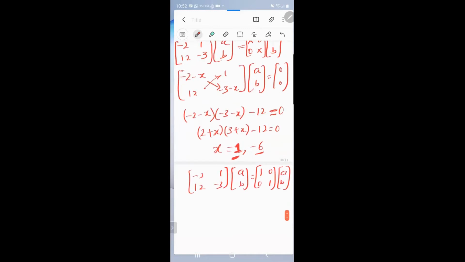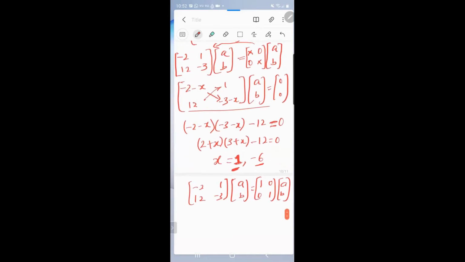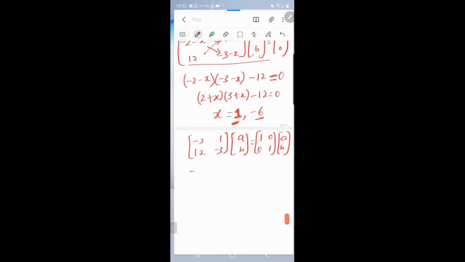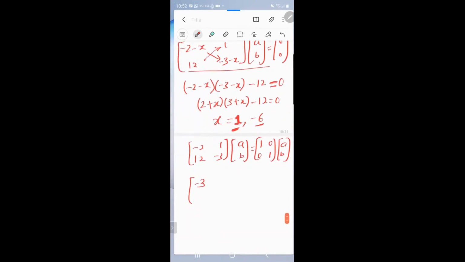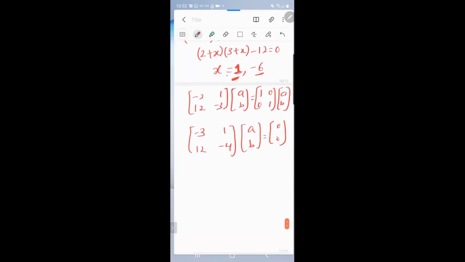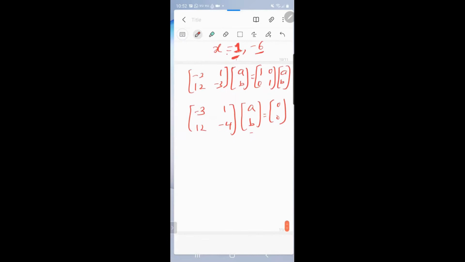So actually, we can even substitute in this one itself. We don't have to substitute there. Let's substitute there. So we get [-3, 1; 12, -4] times [a; b] equal to [0; 0], right? We're substituting this value of x back into this equation, and we are trying to find out what are these a and b. So we get two equations, right? This is minus 3a plus b equal to 0 and 12a minus 4b equal to 0.